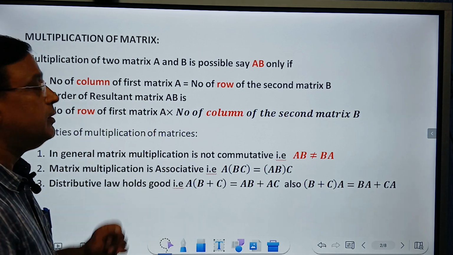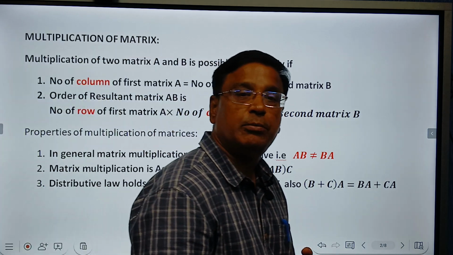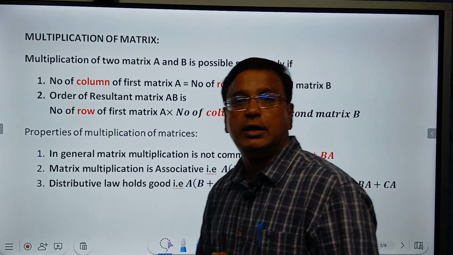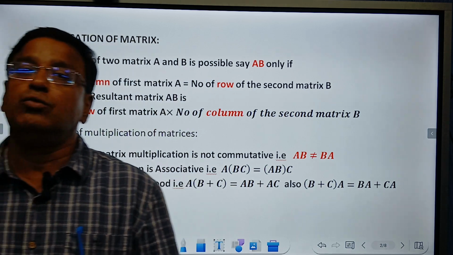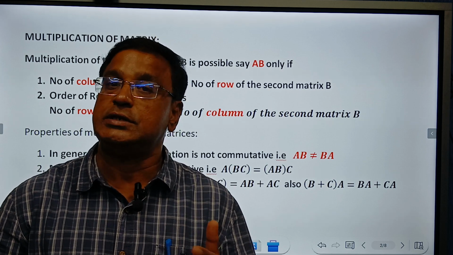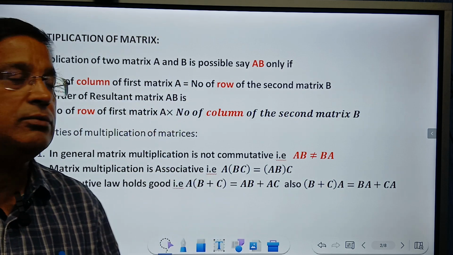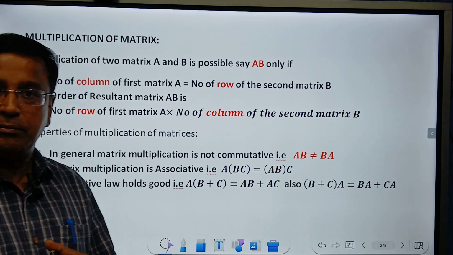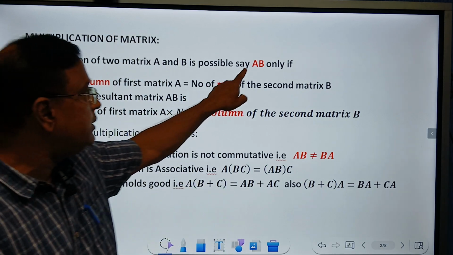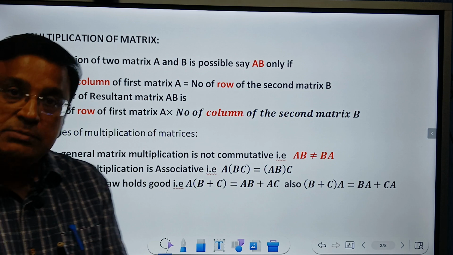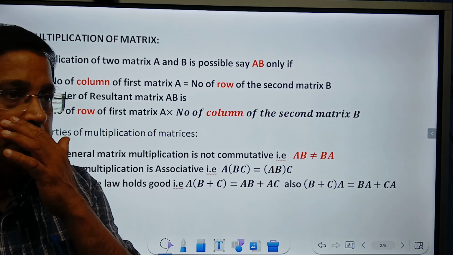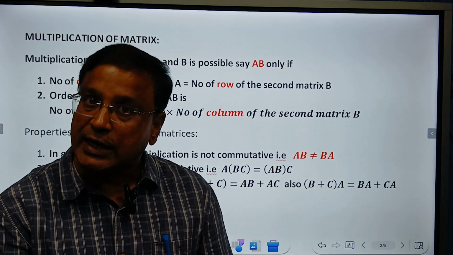Now, the first question: is it possible for me to multiply any two matrices? The answer is no. You cannot multiply any two matrices. Then which two matrices can I multiply? For multiplication of matrices, certain conditions have to be satisfied. Suppose I have two matrices A and B, and I want to find AB. Here A is my first matrix, B is my second matrix. Suppose I want to find BA, then B will be my first matrix and A will be my second matrix.